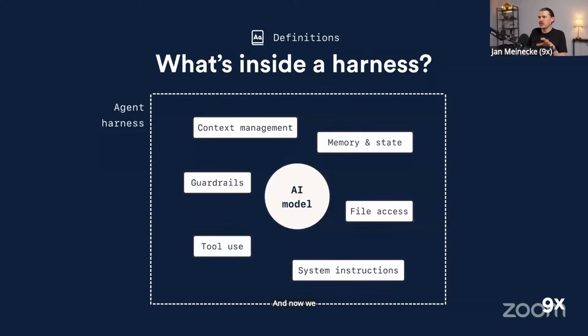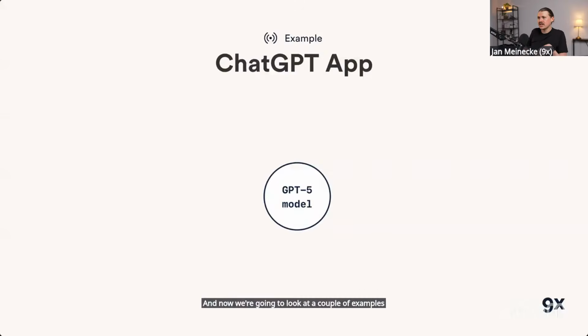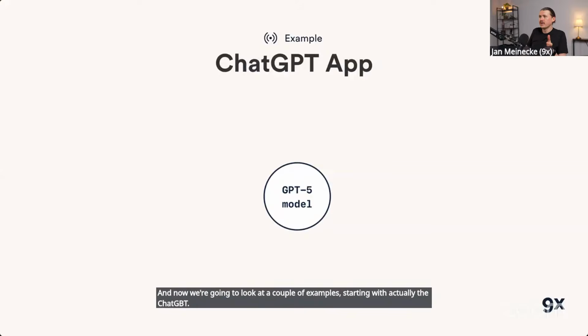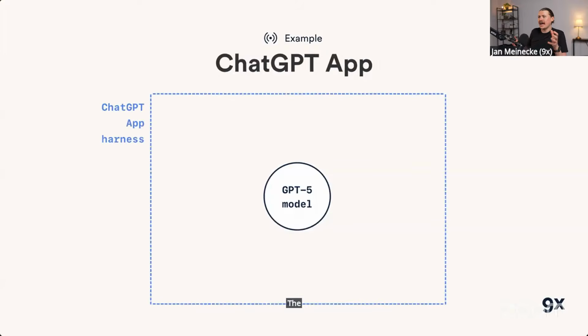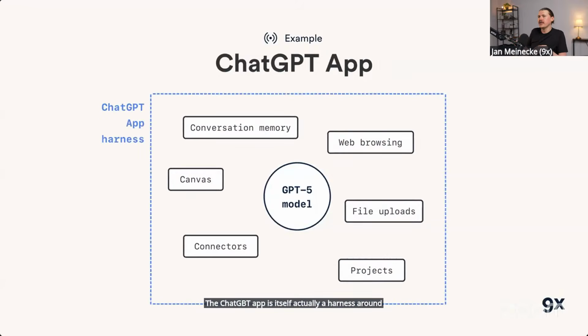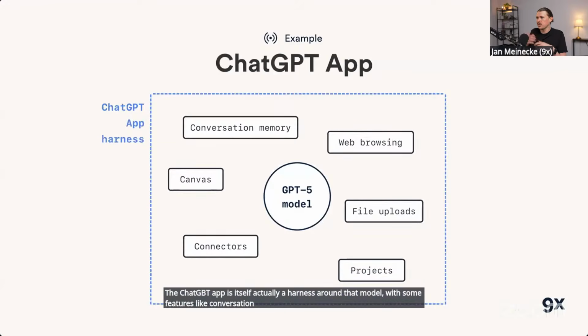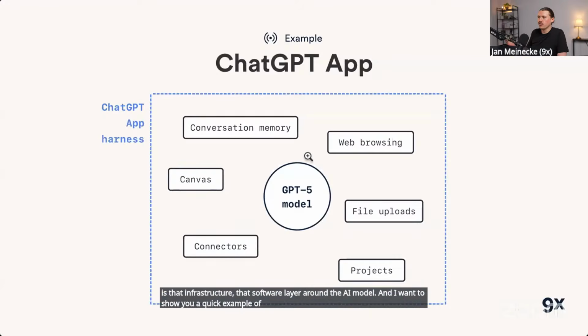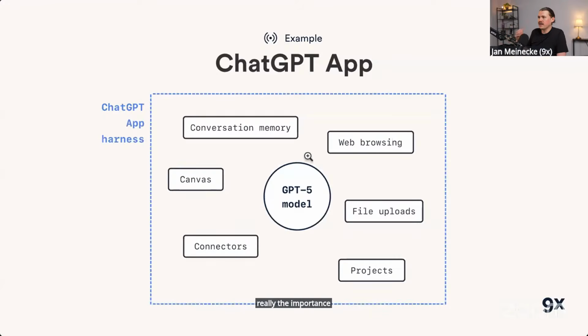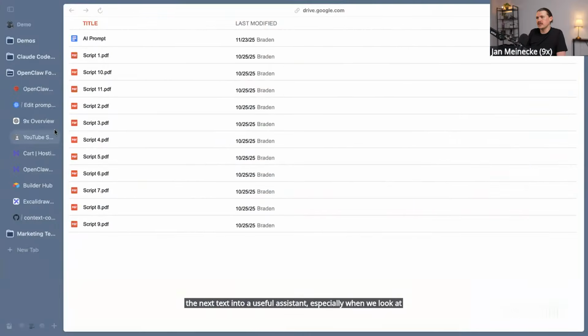Now we're going to look at a couple of examples, starting with the ChatGPT app. If we take the current model, GPT-5, the ChatGPT app is itself a harness around that model with features like conversation, web browsing, their Canvas feature, and you can create projects. All of this is that infrastructure, that software layer around the AI model. I want to show you a quick example of the importance of a harness in taking a simple AI model, which is just predicting the next text, into a useful assistant, especially when we look at ChatGPT.